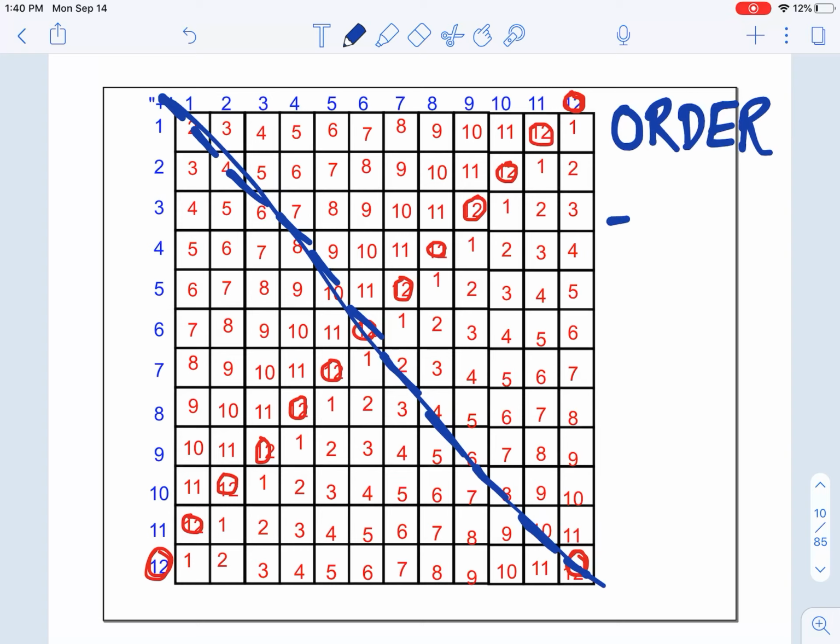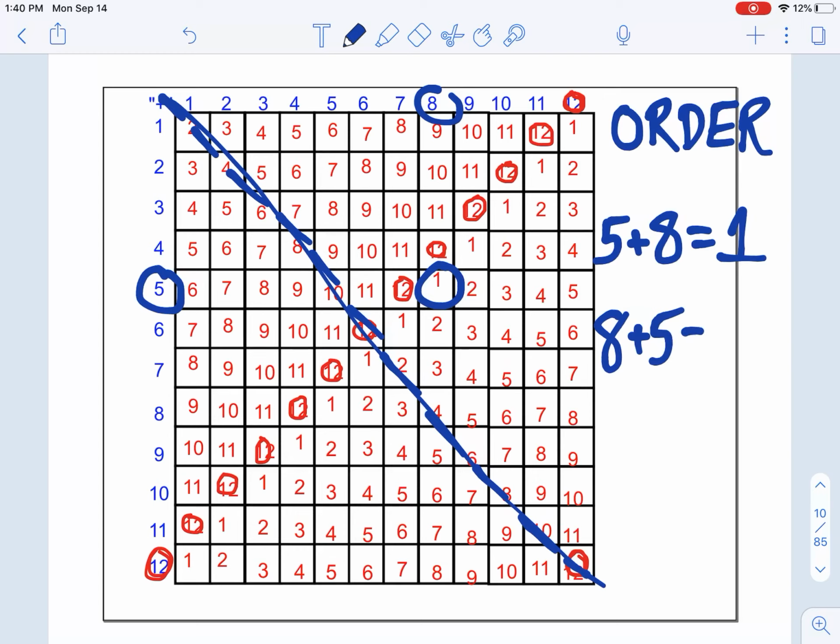And this property says that, look, you can do 5 plus 8. So here's my 5. Here's my 8. So 5 plus 8 is 1. And this property also says, you know, it's cool if you switch the order, because if you do 8 plus 5, you still get 1. And notice how this 1 is equidistant from this mirror as the other one.